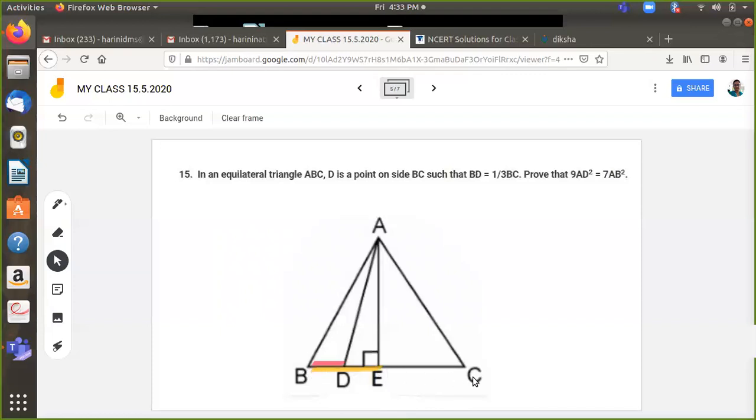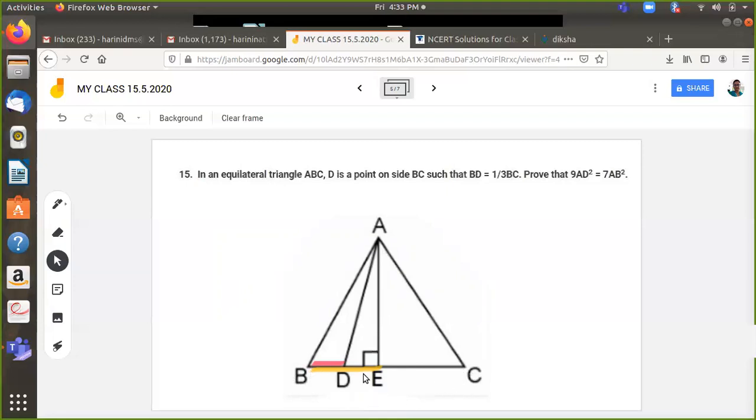So there are so many other things now I'm going to get because of this construction. Now BE will be half of BC. Do we agree on that? Because the BC is bisected by E. E is the midpoint of BC. So BE will become half of BC. This is a very important thing that I know.